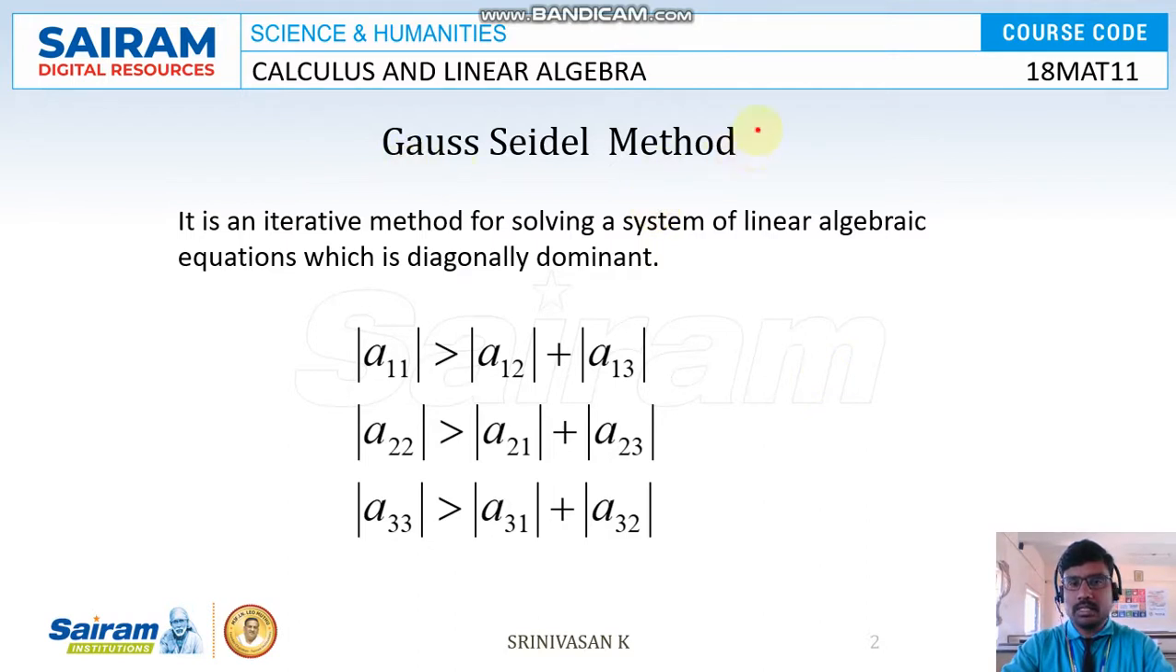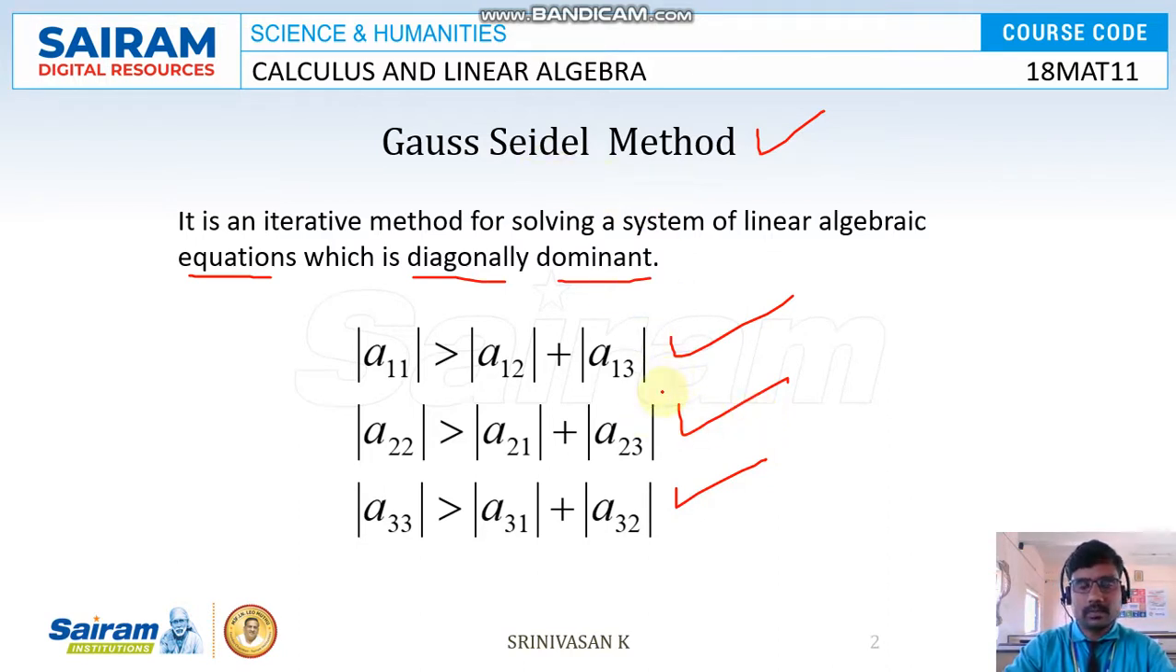So, the Gauss-Seidel method. It is an iterative method for solving a system of linear algebraic equations which is diagonally dominant. So first we have to check the coefficients to see whether the condition is satisfied or not. If the condition is satisfied, we apply the Gauss-Seidel method. Otherwise, we can change the equations.